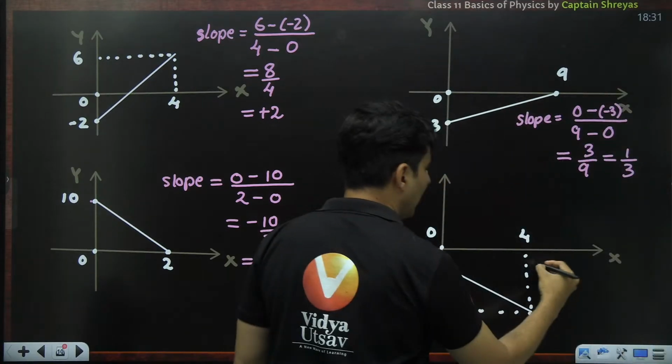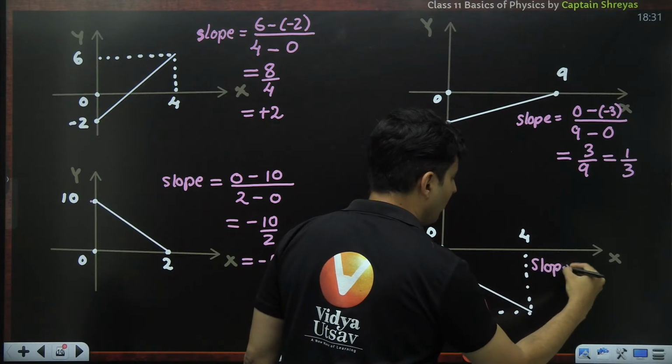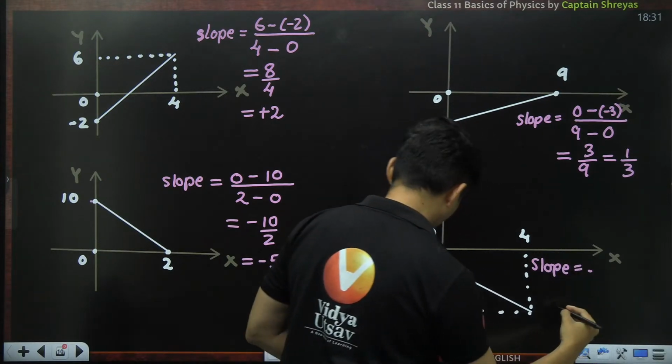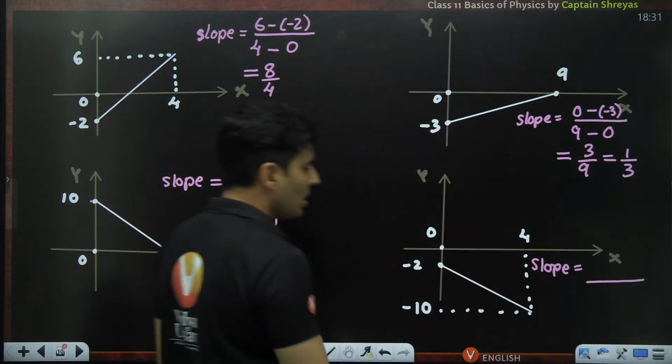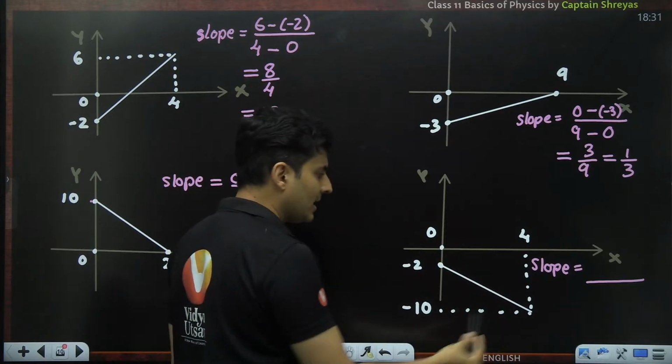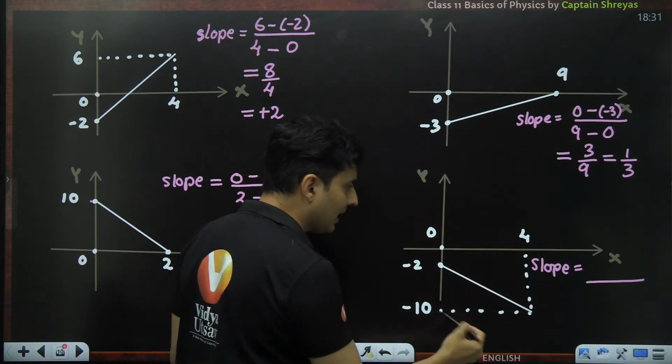Let's do it in this scenario. What is the value of the slope, my dear students? Again, what you need to do is look at the old value and the new value. Just see what the new value is. It is basically negative 10.